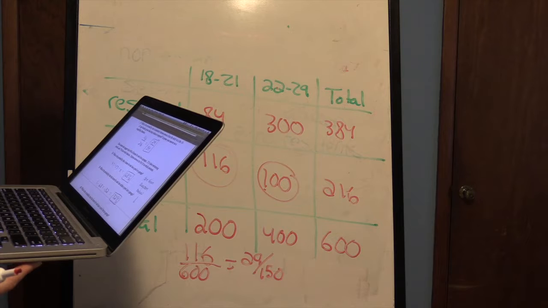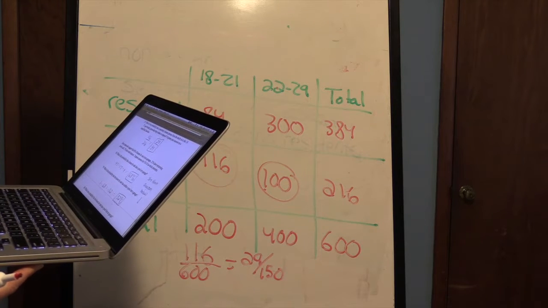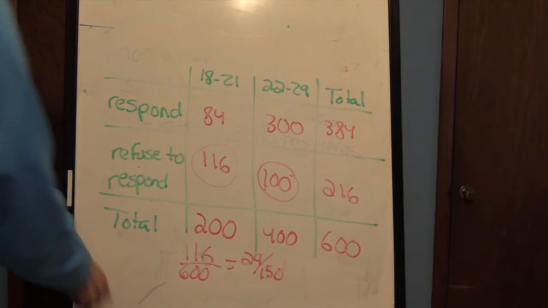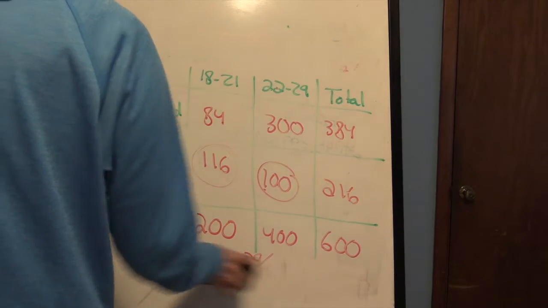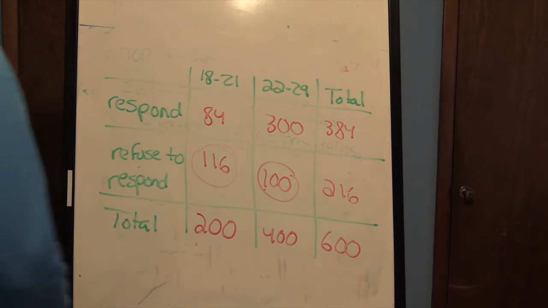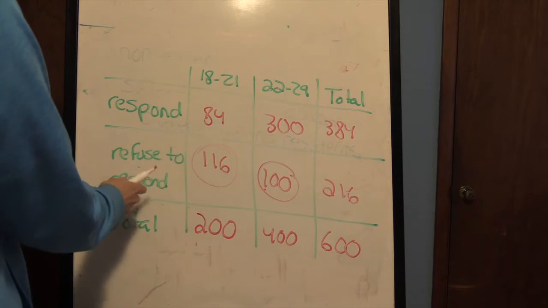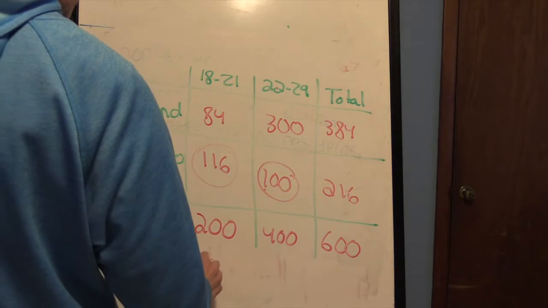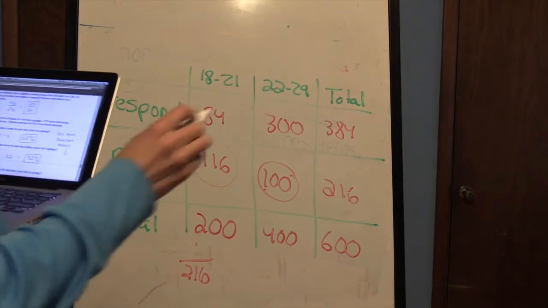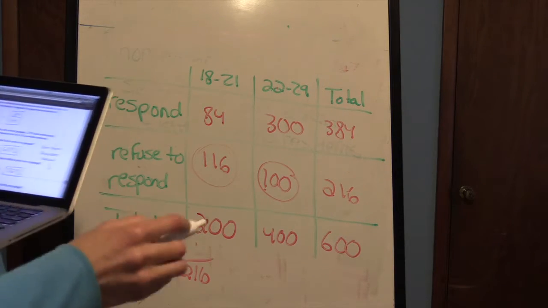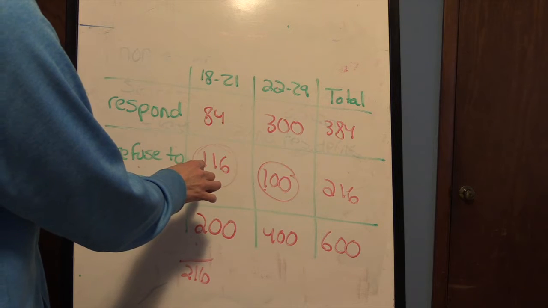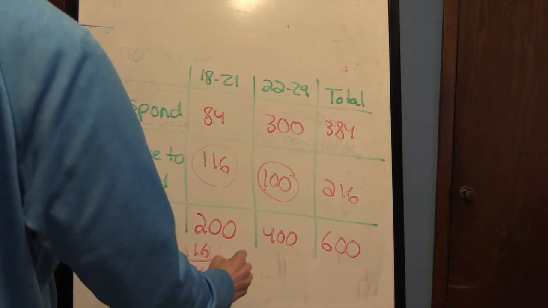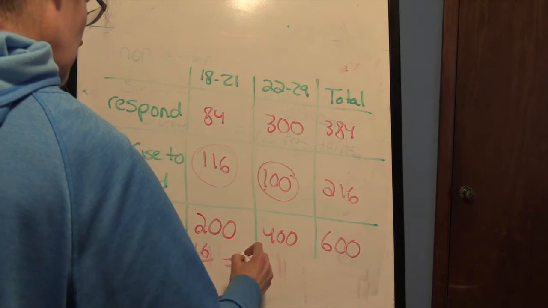What is the probability a randomly chosen person from the study is in the 18 to 29 age bracket given that they refuse to respond? Here's where that given problem. What am I given? I'm given that they refuse to respond. So I'm only talking about the people who refuse to respond. So my denominator is 216. Okay? Out of those 216, how many were in the 18 to 21 age bracket? That's 116. So it's 116 out of 216, which is 29 over 54.